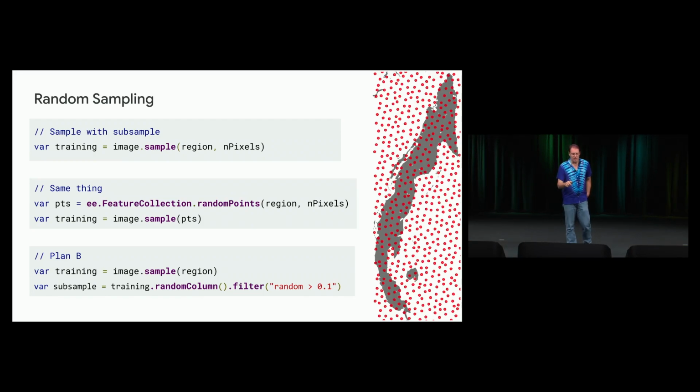As I mentioned just a second ago, you can also filter down from something like sample regions or sample by adding a random column and then just filtering for that column being less than some number or greater than some number. This would get you 90% of the data. If you reverse the sign to be less than instead of greater than, it would get you 10% of the data.